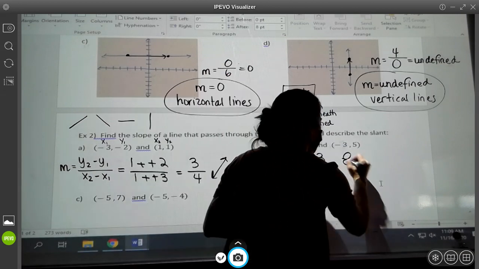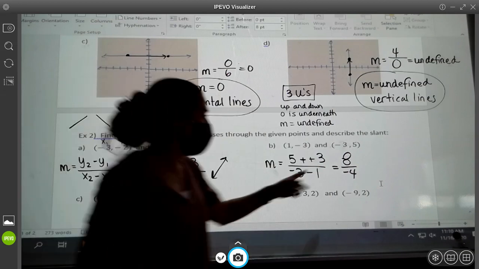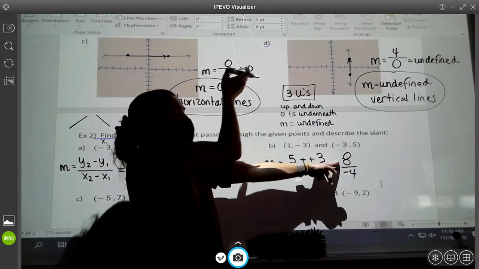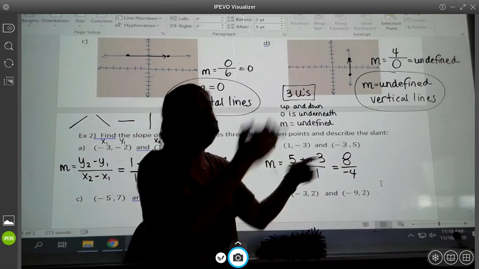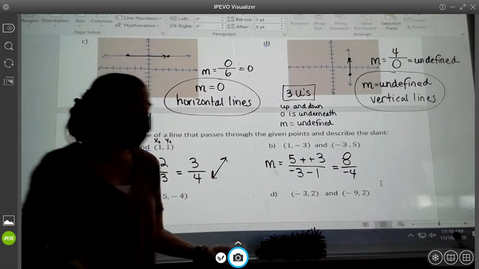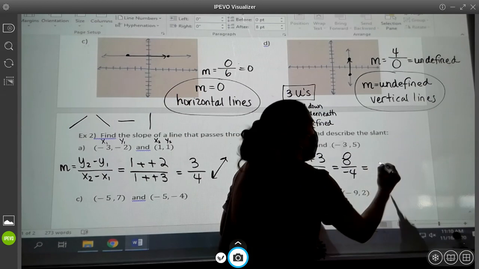8 over -4. So guys, think about it. This is a really steep line. For every 8 that it rises up, it goes to the left 4. So it's rising at double the speed at which it's moving right or left. That's steep. But at the end of the day, guys, what does 8 over -4 reduce to?